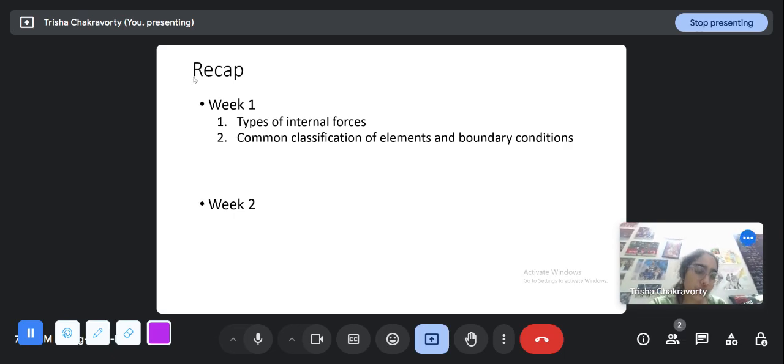Truss elements only undergo axial force, so they are pinned at all the nodes. They do not provide any rotational constraint, so they do not provide any moment. They only transfer vertical or horizontal forces, and every member of the truss is either under tension or compression. It does not have any transverse loading. A beam element does not have any axial loading. It only has shear force and bending moment.